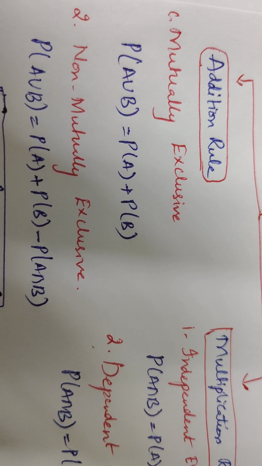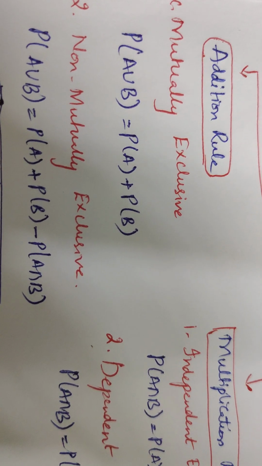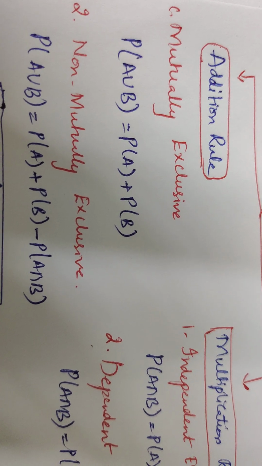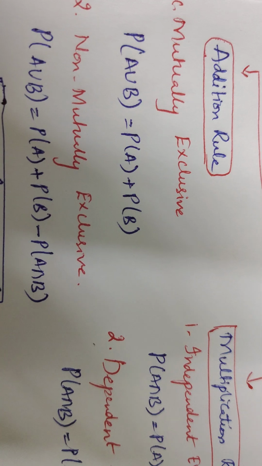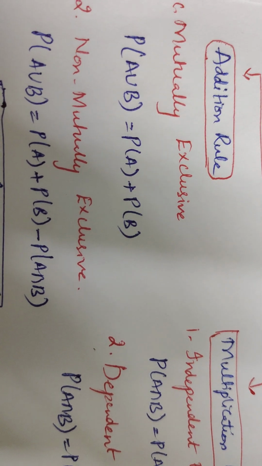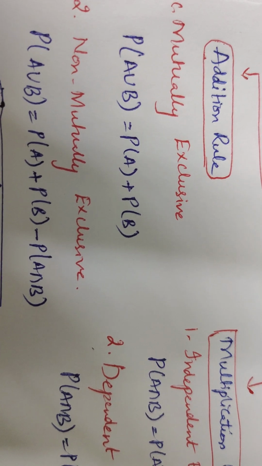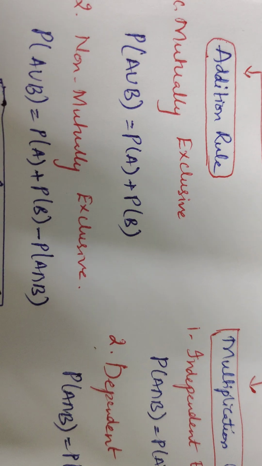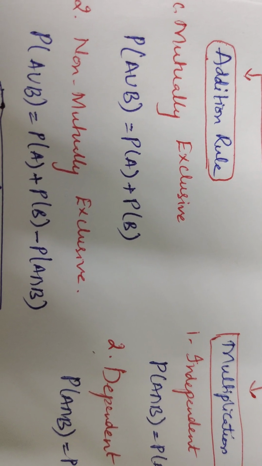Another example, rolling a dice, in which the occurrence of one will avoid the occurrence of all the other numbers from 2, 3, 4, 5, 6. At a time we have the possibility or the outcome of any one number from 1 to 6. So that is the mutually exclusive principle.